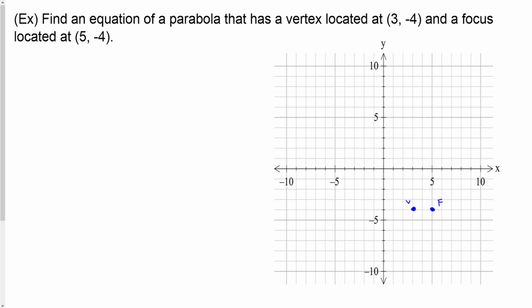Now there's a lot of things I can derive from this. So first off, because that's how my vertex and focus are oriented, I know that my parabola opens left and right. One of the two. And I know that p is greater than 0 because the focus is in front of the vertex. I know the value of p because I can find the distance here. It's only 2.